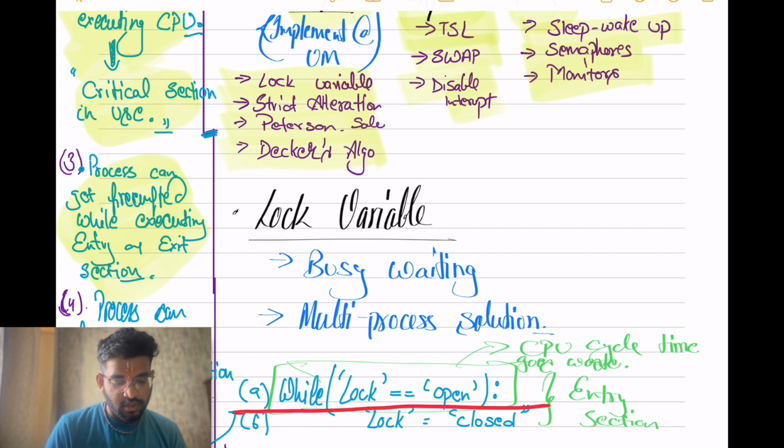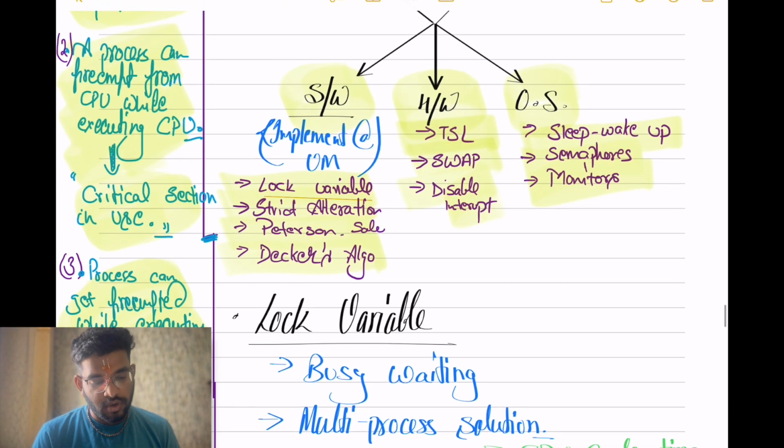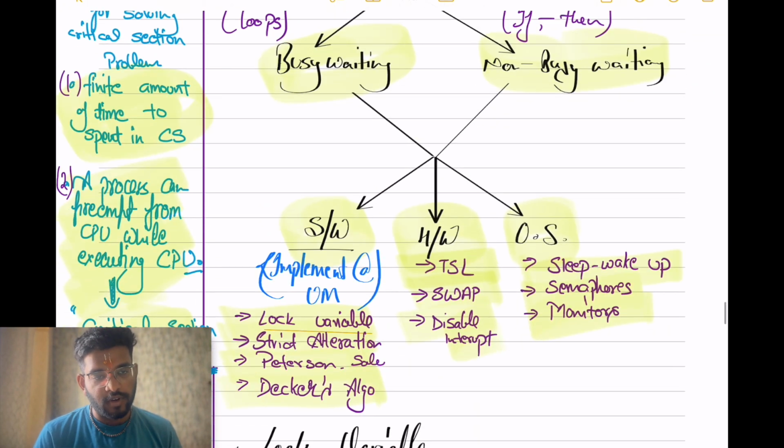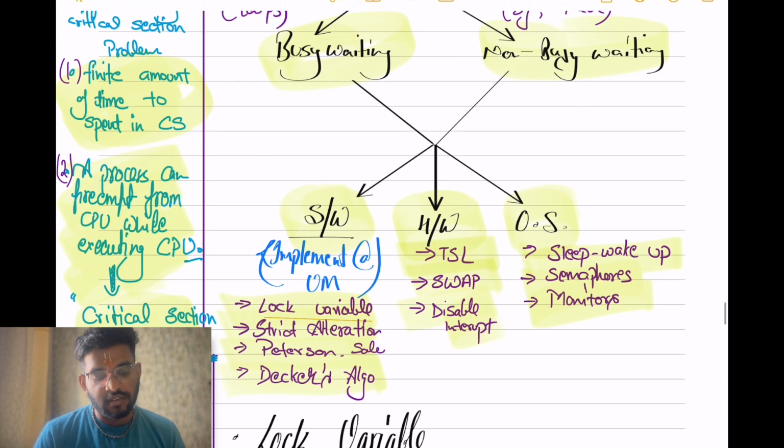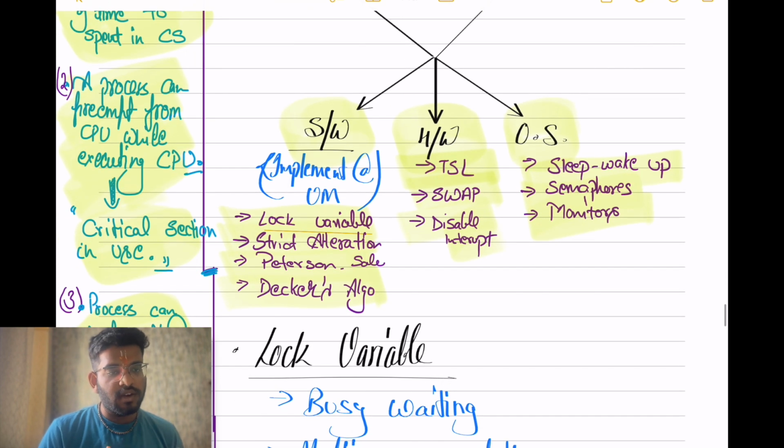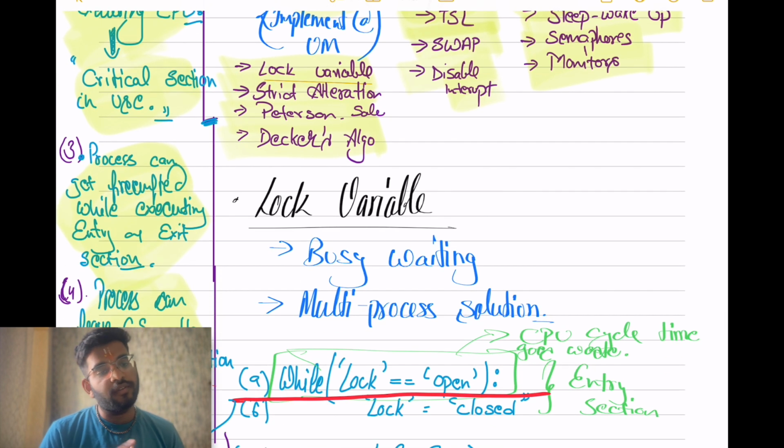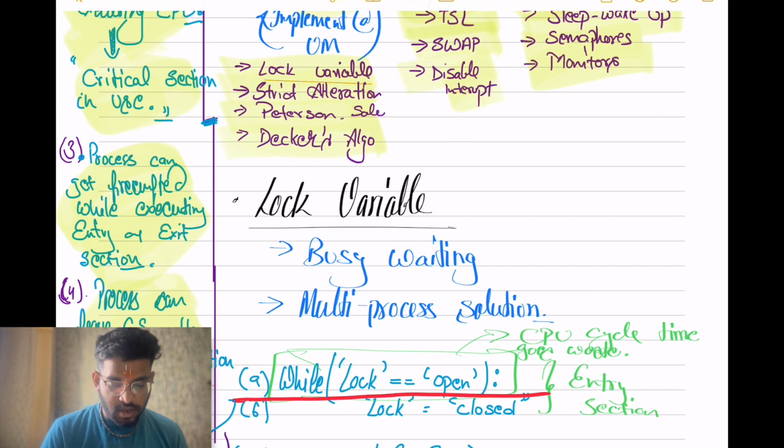And fourth is that a process can leave the critical section only after executing the exit section. So these are the four assumptions. First is that a finite amount of time is spent in the critical section. Second, a process can get preempted either in the entry section, exit section, or even in the critical section. And a process can only leave the critical section after executing the exit section code.